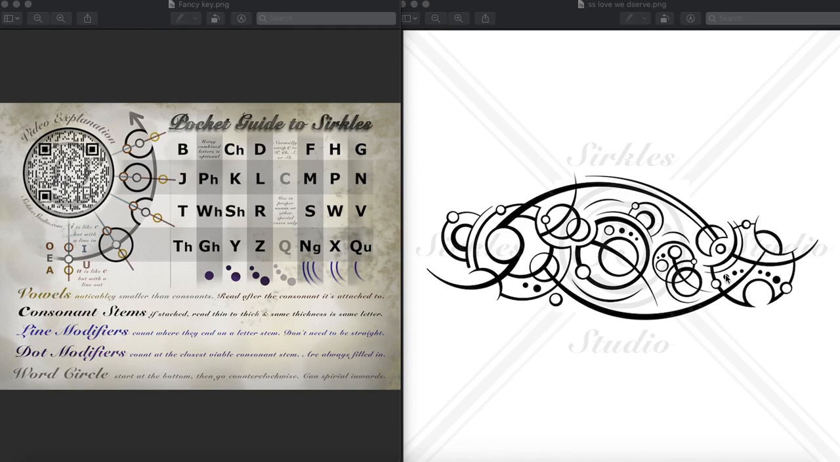So this thin one has 1, 2, 3 dots next to it. So that would be an R. And then this thick one has 1 line on it. So that's a V and then an E. So D-E-S-E-R-V-E. So deserve. So we accept the love we think we deserve.